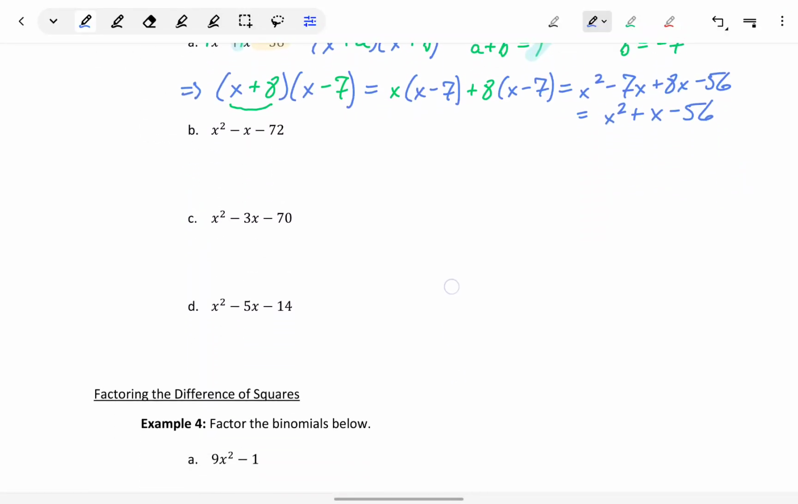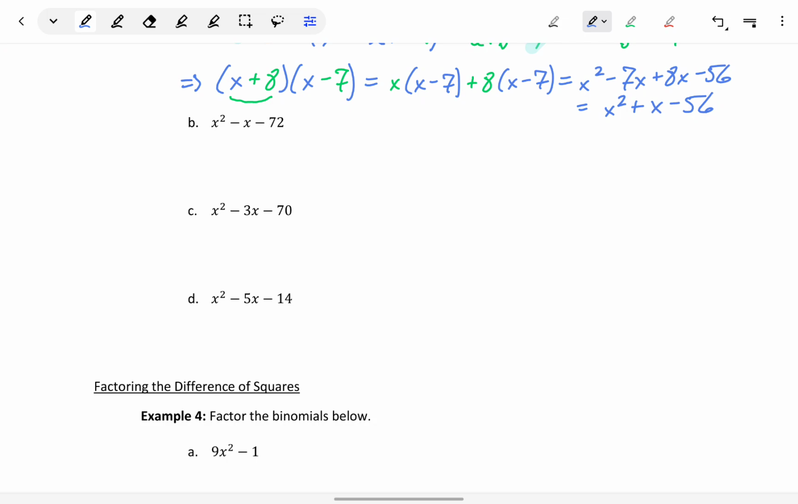We want to look at a few more examples of factoring a trinomial. In part B, we want to, again, identify two values, a and b. In this case, we need the product of those two values to equal -72, the value of that constant at the end of the expression. And we need a plus b to equal -1, which is the coefficient for that x term.